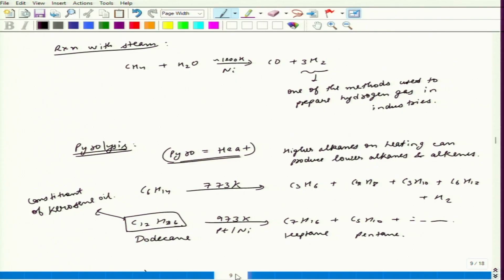The next I discussed is the pyrolysis reaction, how the alkanes decompose at higher temperatures into lower alkanes or alkenes. For example, I gave the example of dodecane, one of the main constituents of kerosene oil, which at a very high temperature and using a catalyst decomposes into its smaller variants, alkanes and alkenes.